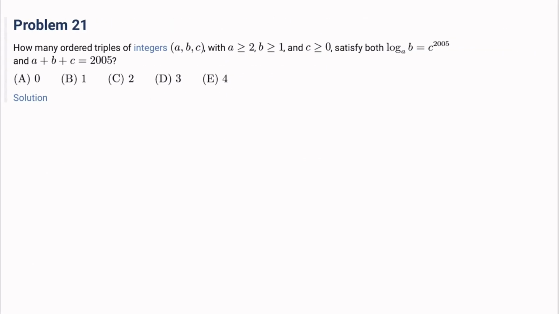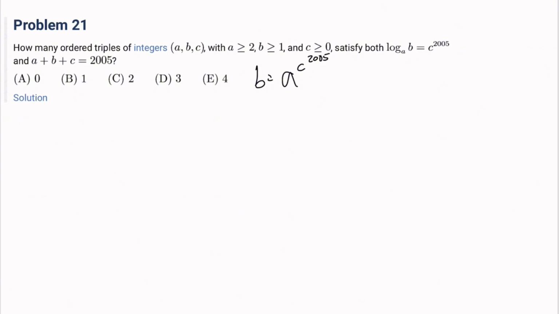Number 21. How many ordered triples of integers a, b, c with a is greater than or equal to 2, b is greater than or equal to 1, and c is greater than or equal to 0 satisfy both this and this? Let's just take away the log here. So let's just make it b equals a to the c to the 2005th power's power, like that, right?